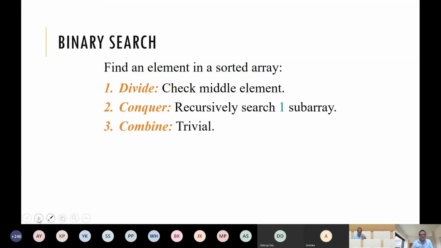Like merge sort, we know the sorting problem: given an array, we need to sort it. So in binary search, what is the problem? Searching for a specific element in a sorted array. So what is the input? A sorted array and an element to be searched. Yeah, so that is 2 inputs here.